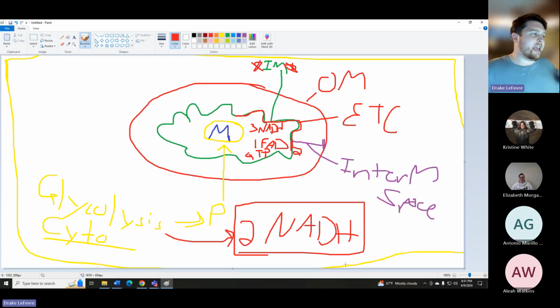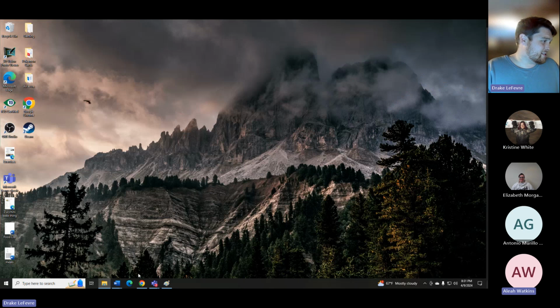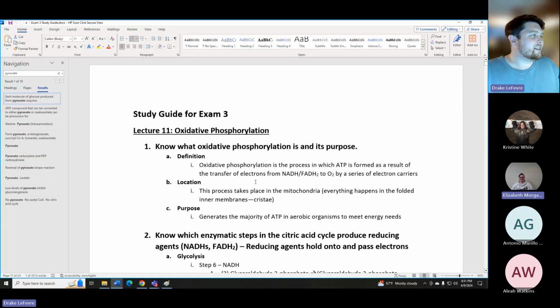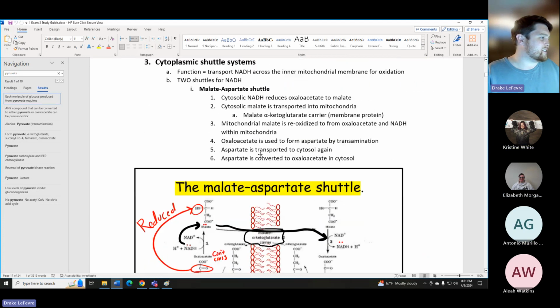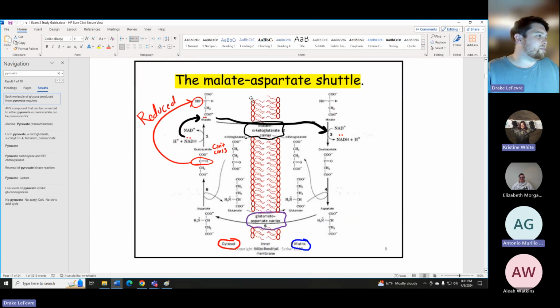How do we get that NADH to the inner membrane of the mitochondria? Use the malate glutamate pathway. Is that it? Very, very, very close. It's a shuttle. Malate aspartate shuttle. Yeah, the malate aspartate shuttle in all its beautiful glory.